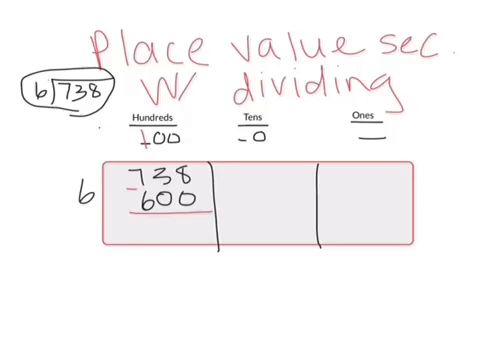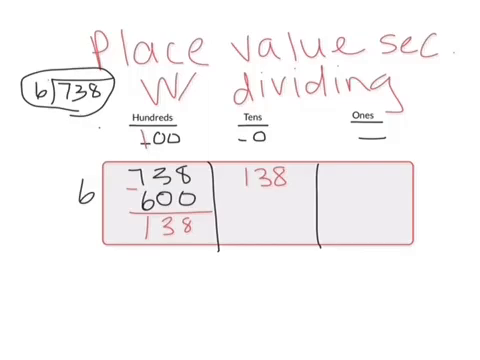738 minus 600. So 8 minus 0 is 8, and 3 minus 0 is 3. 7 minus 6 is 1. Now we are left with 138 to continue to work backwards. All right, what would get us close to 138 when multiplied by 6, but not go over 138? So we're trying to find that number.